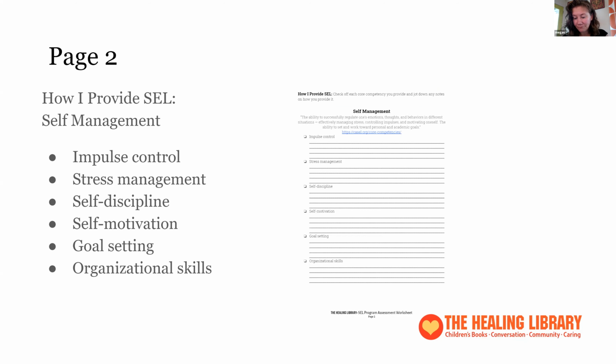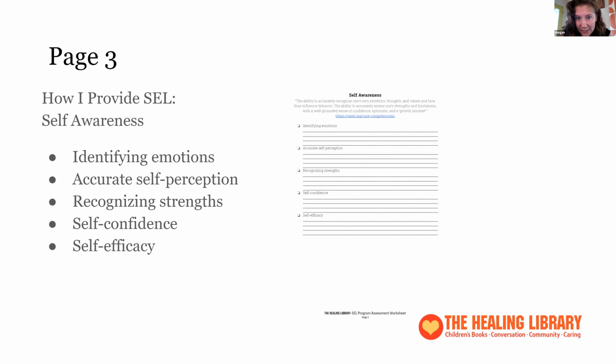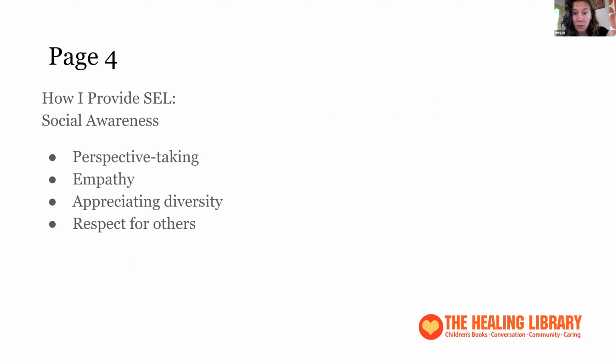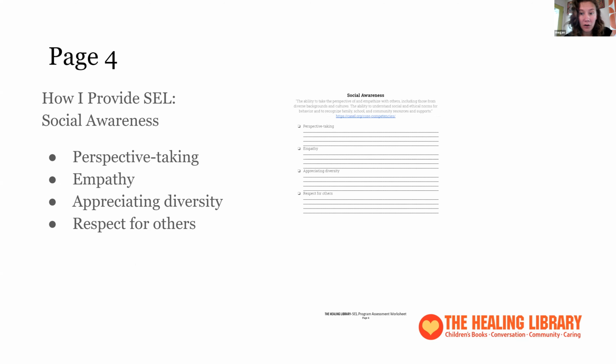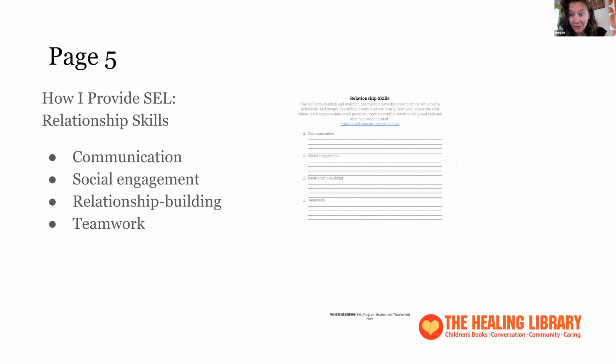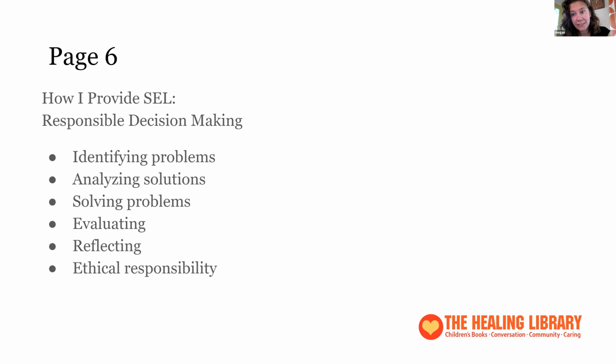Just one example. On page 3, you'll dive into self-awareness, and it's the same exact thing. You've got your check boxes and you've got your area for notes. Page 4 is the same, but in regards to social awareness. I did put the definition of each of those at the top, just so it would hopefully be helpful. Page 5 is relationship skills. Page 6 is responsible decision making.